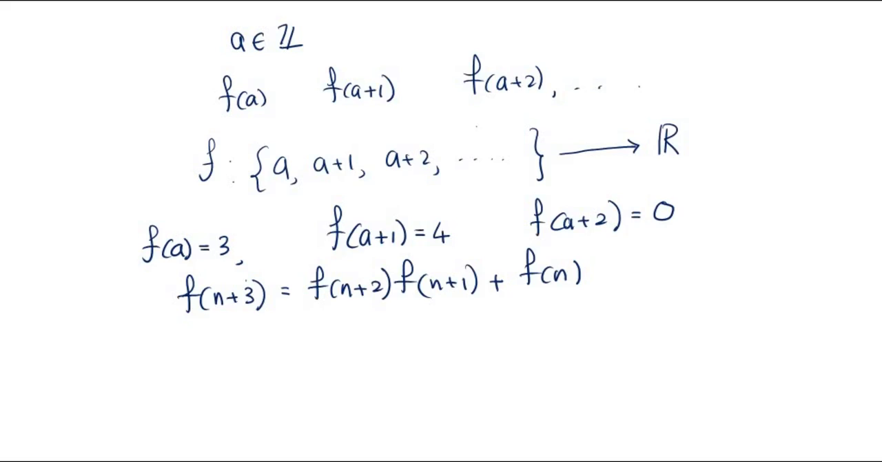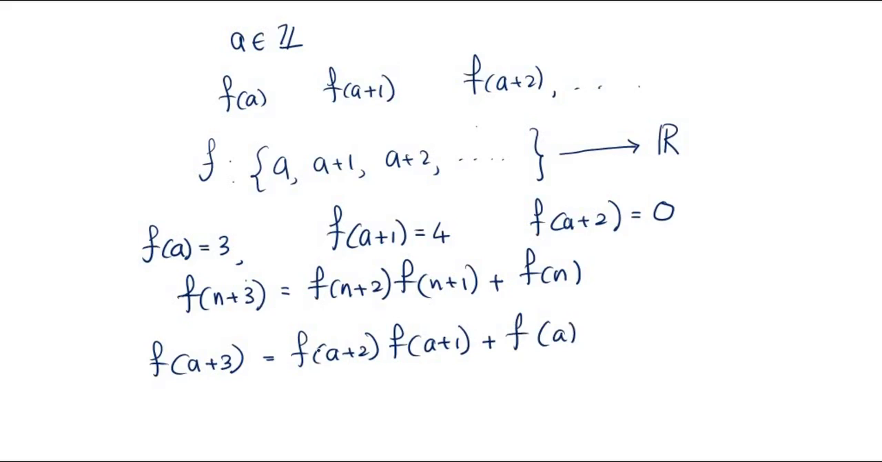Let's see how we can compute the rest of the function values using this recursive formula. I already know f(a), f(a+1) and f(a+2). Now my goal is to compute f(a+3). f(a+3) is equal to f(a+2) times f(a+1) plus f(a). Now I already know these values given by the base cases, and therefore I simply plug these values in and compute f(a+3). So this is 0 times 4 plus 3, which is equal to 3.